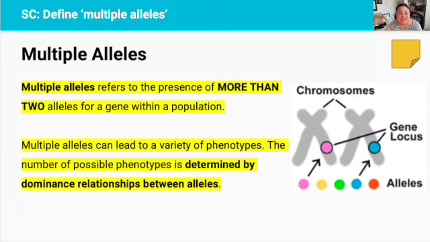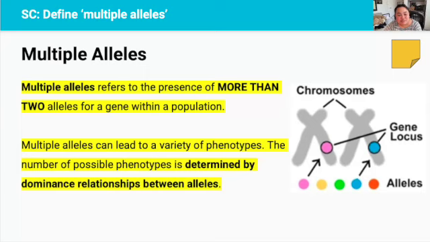So the brown gene in cats is a great example of multiple alleles. Multiple alleles refers to the presence of more than 2 alleles for a gene within a population. I stress the more than 2 because too often in exams we see people write more than 3 alleles or 3 or more alleles, which is incorrect. You should say more than 2 alleles for a gene within a population.